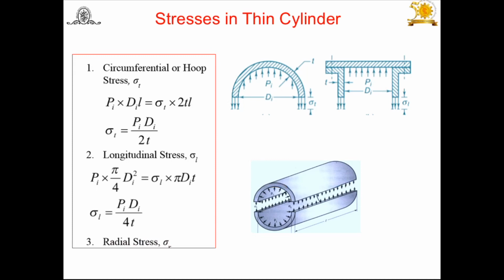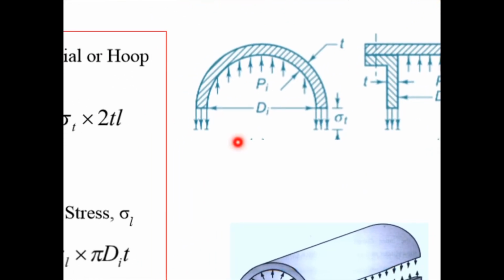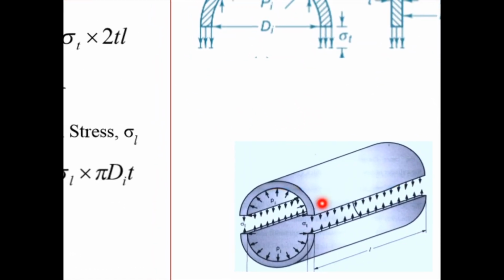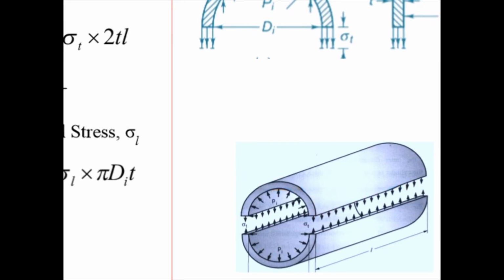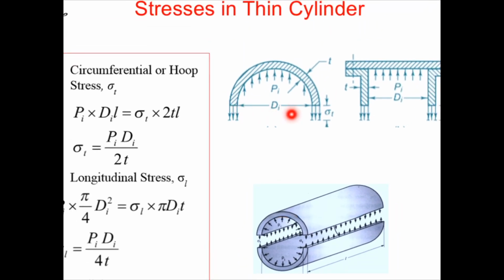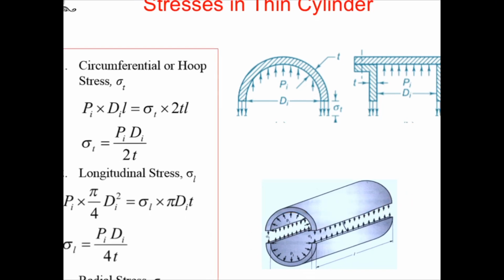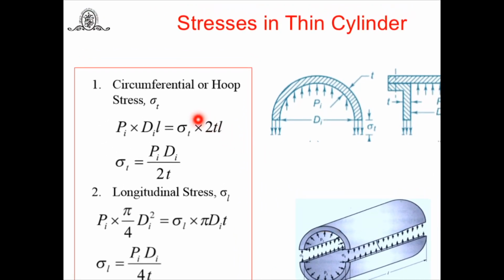Now let us see the half portion of this cylinder. When it is cut, here you will get the circumferential stress. di is the inside diameter, pi is the internal pressure, t is the wall thickness and sigma t is the circumferential stress along the length L. Therefore, by considering the equilibrium of forces, pi into di into L is equal to sigma t into 2tL. So you will get sigma t equal to pi into di by 2t. This is the expression for circumferential stress.